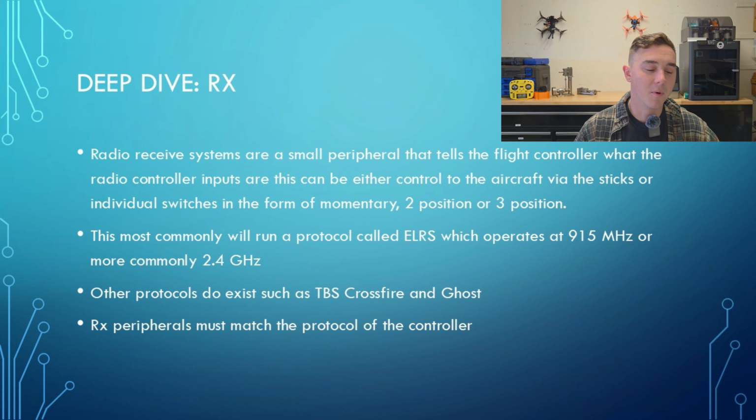Okay. Other protocols exist too. So TBS Crossfire is really popular. Ghost. TBS Crossfire is made by a company called Team Black Sheep. It operates mainly at 915. Ghost operates at 2.4. It's made by Immersion RC. There are some other protocols like FrSky. So if you get a controller and it says 4-in-1, it doesn't have ELRS on it.